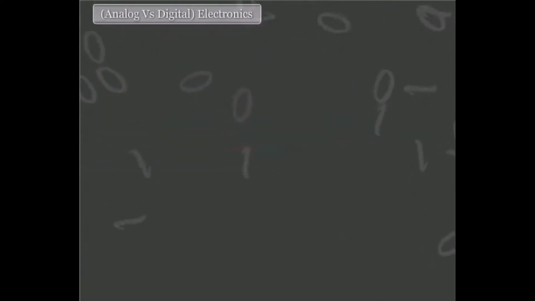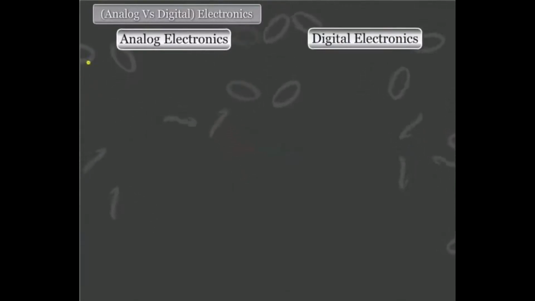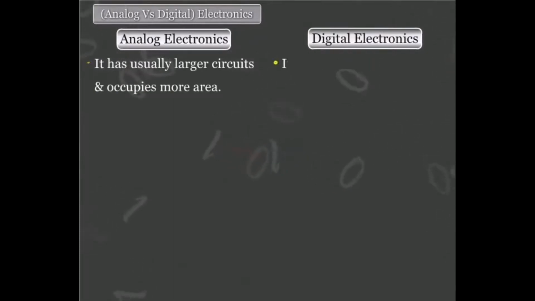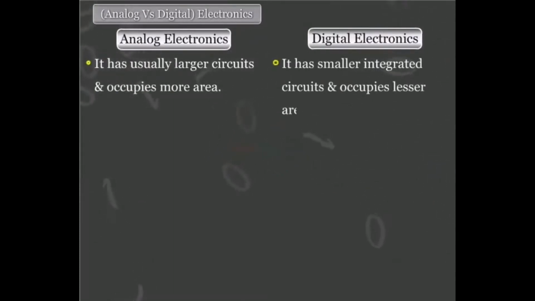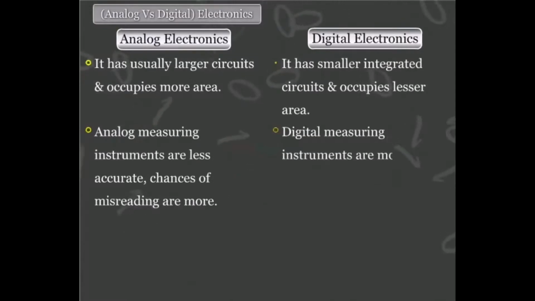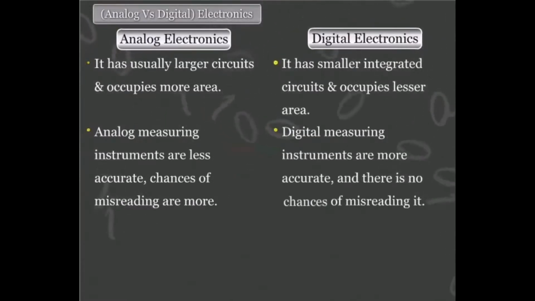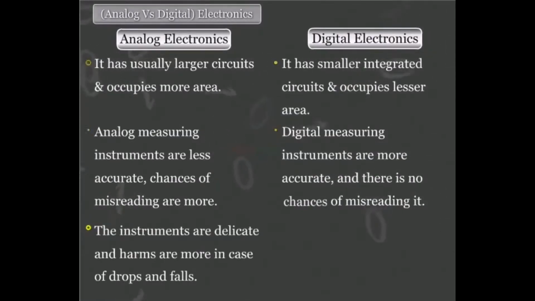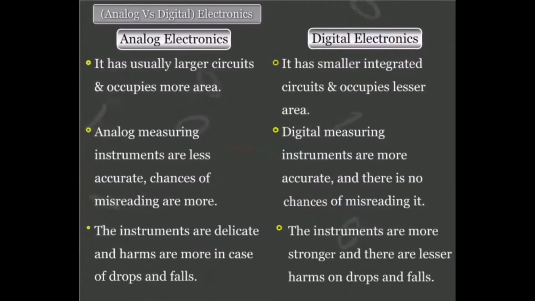Analog versus digital electronics. Analog electronics usually has larger circuits and occupies more area. Digital electronics has smaller integrated circuits and occupies less area. Analog measuring instruments are less accurate, and chances of misreading are more. Digital measuring instruments are more accurate and there are no chances of misreading. Analog instruments are delicate and harm is more in case of drops and falls. Digital instruments are stronger and there is less harm on drops and falls.